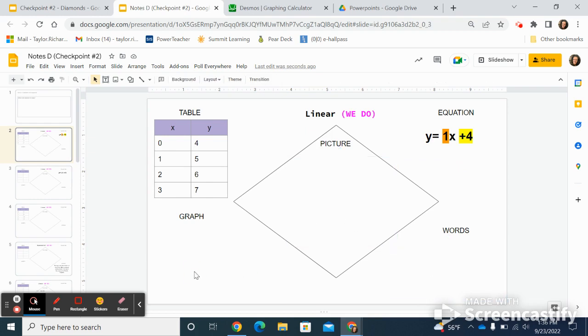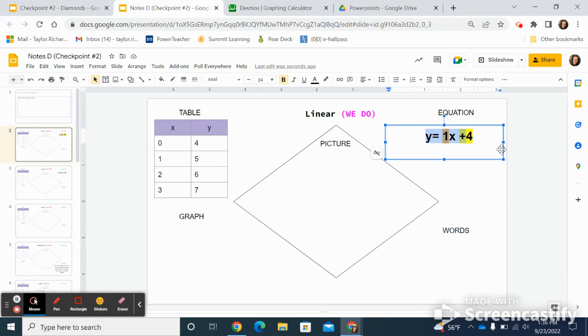So let's do our graph next. So we're going to make a graph in Desmos, and we're going to start by just typing this equation in Desmos, y equals 1x plus 4.